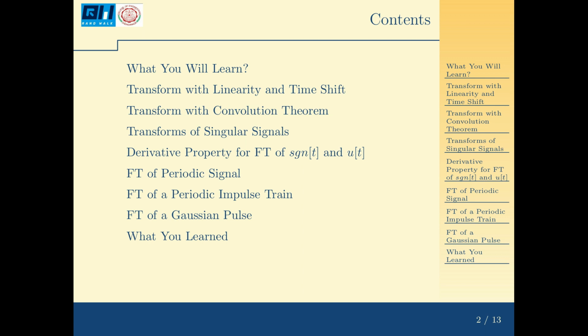Then transforms of singular signals like u(t), sgn(t), etc. Then how to compute the Fourier transform of certain periodic signals. Then Fourier transform of periodic impulse train. This will be very useful when you reconsider sampling. What will happen to the spectrum of the signal on sampling? There the Fourier transform of a periodic impulse train will be of great use to you.